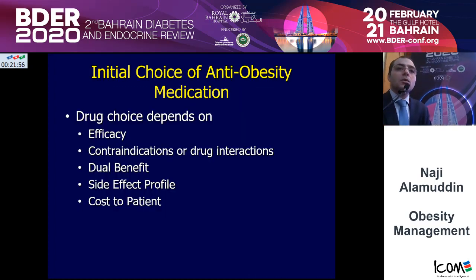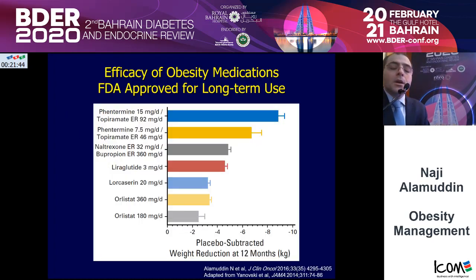So how do we decide what drug to choose? This is based on efficacy, contraindications or drug interactions, dual benefits, side effect profile, and cost to patients. I'll go through each of these now. Keep in mind, there has been no head-to-head trial comparing those drugs, and there will never be. This is a paper we published in the Journal of Clinical Oncology in 2016, looking at these trials individually. Phentermine topiramate looks to be the most effective, followed by naltrexone and liraglutide, and then lorcaserin and orlistat are least effective.